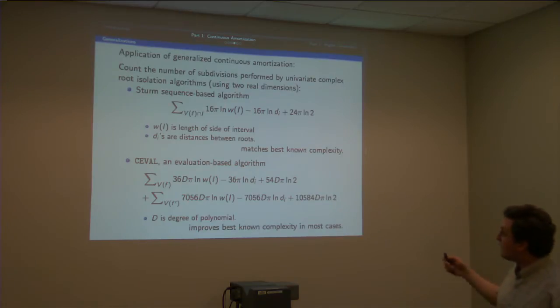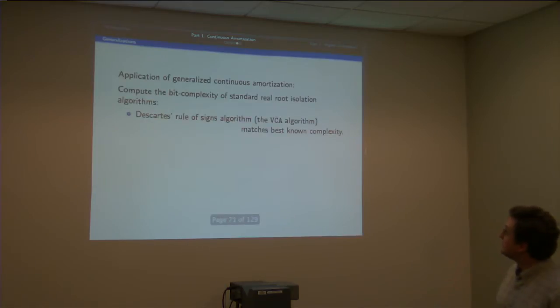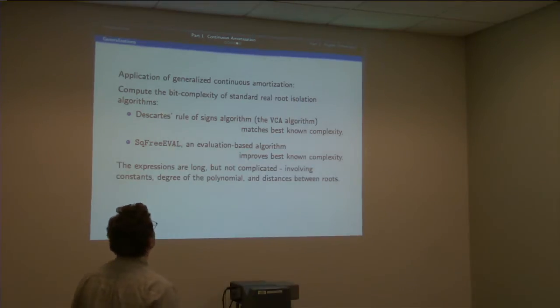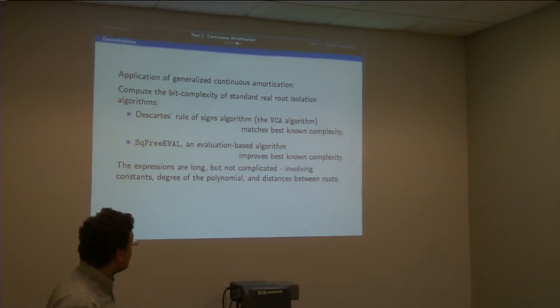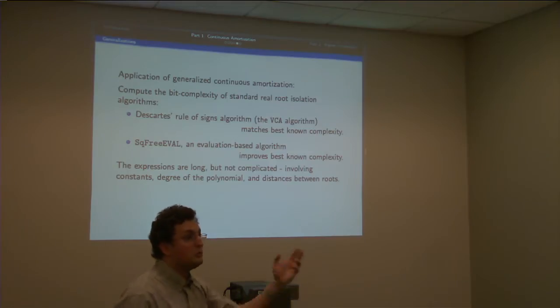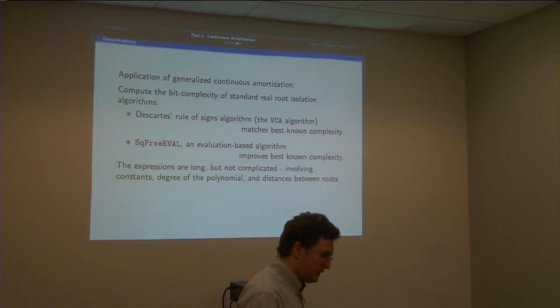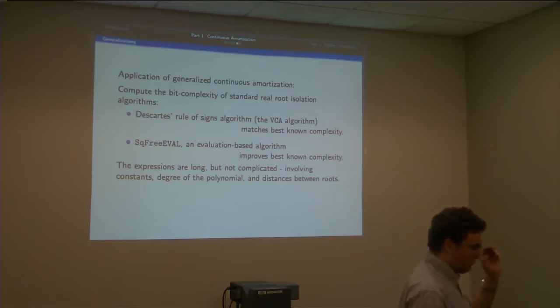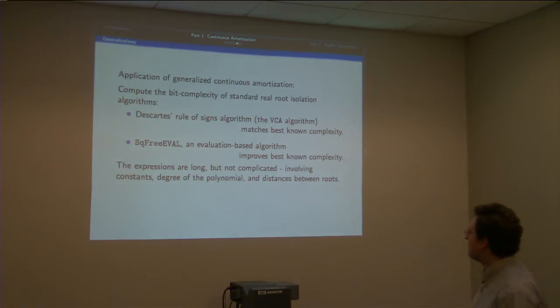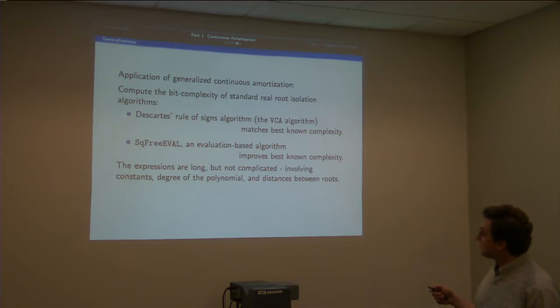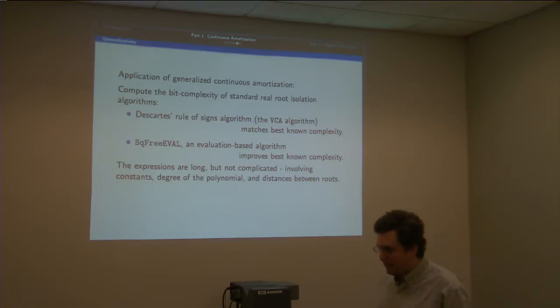So we can do higher dimensions. How about bit complexity? Descartes rule of signs: we can do bit complexity, and it matches the best known. We can do square for eval, and it improves upon the best known. We make that G function record the bit complexity. I don't want to go through the details, but the same integral works. You just have to work it out. The expressions are long, but not too complicated. It's all Calc 1 that you have to do at the end of the day to evaluate the integral. Like square for eval, the expression is large, but the best known.